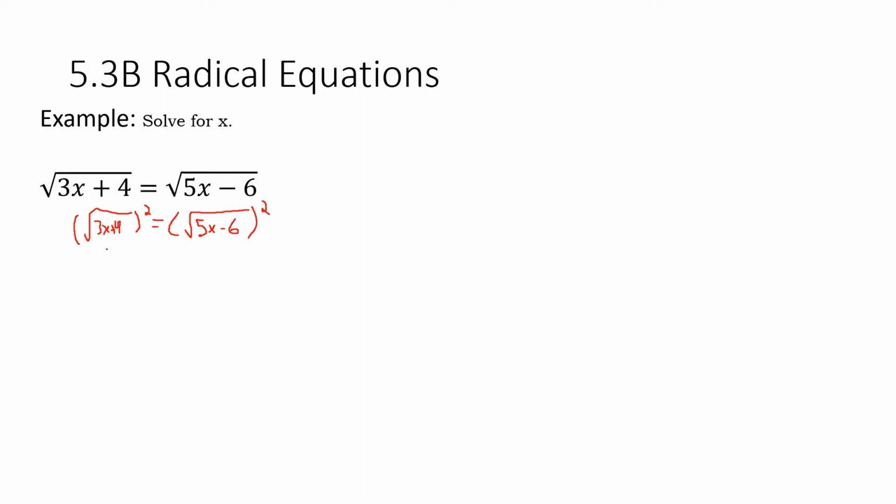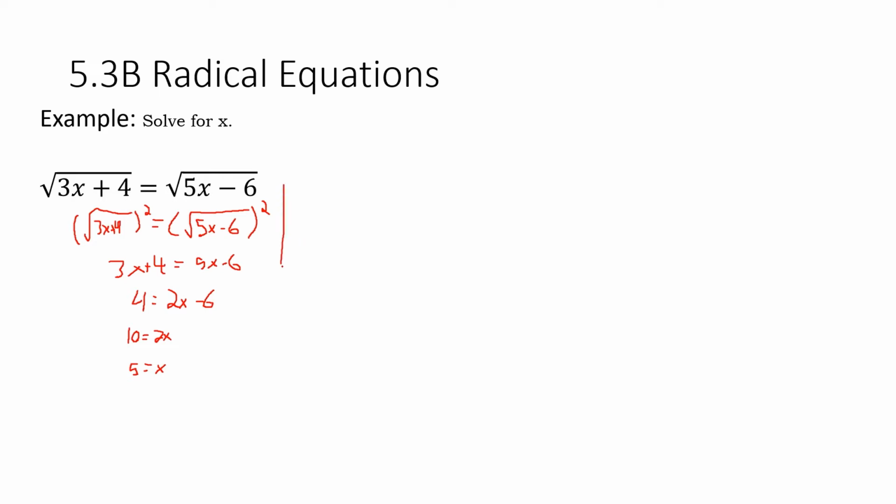Now, a square and a square root, they cancel out, and you'll be left with 3x plus 4 equals 5x minus 6. And then you solve this using algebra. Now I want to have a positive x, so let's bring the 3x over to this side, and by subtracting 3x from both sides, we'll be left with 4 equals 2x minus 6. Then we'll bring this 6 over to the other side to make that positive by adding 6 to both sides, and we'll have 10 equals 2x. Finish isolating the x by dividing both sides by 2, and you'll find that 5 equals x.